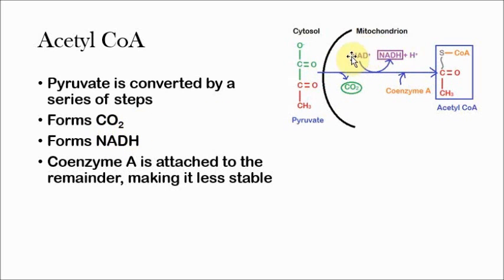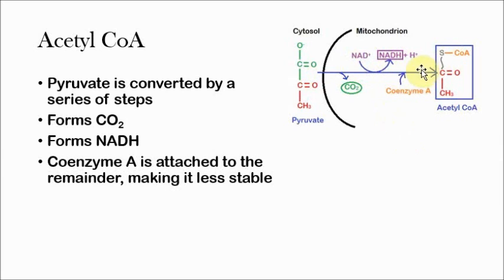So this NAD plus is reduced using hydrogens from the pyruvate, or from that intermediate after pyruvate. And then a coenzyme A is attached to the remainder, making it less stable. This whole process is fueled energy-wise by taking off this carbon dioxide. Taking off the carbon dioxide will release energy, and that energy will be used to reduce NAD plus and to attach coenzyme A.